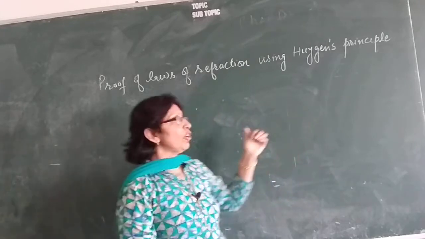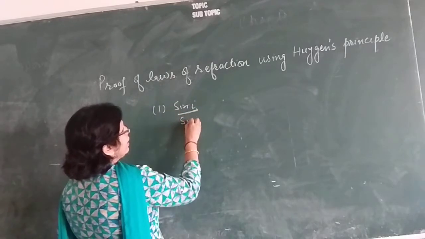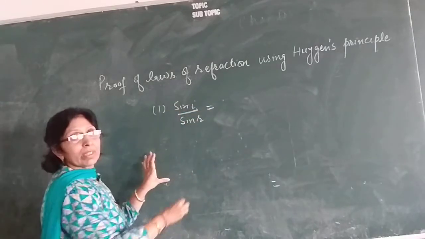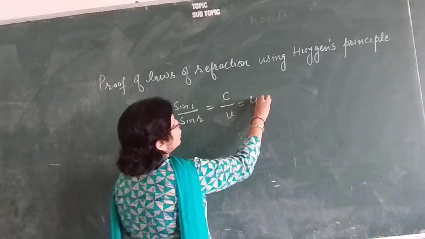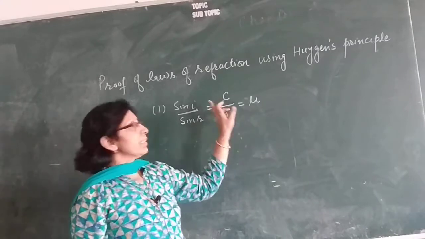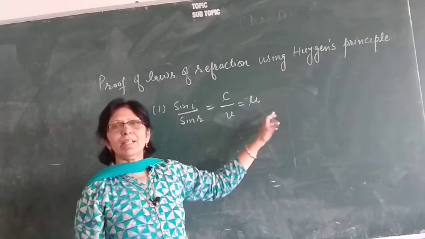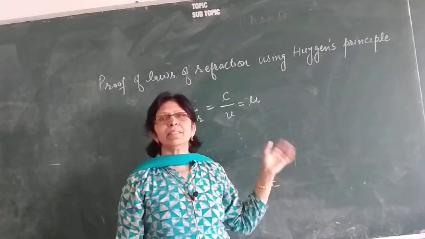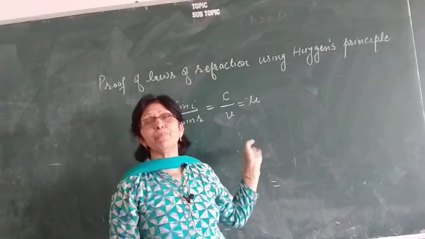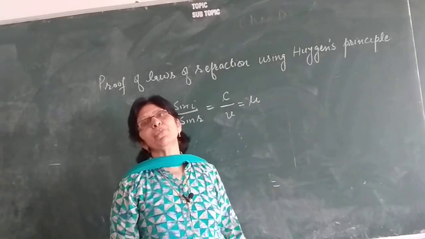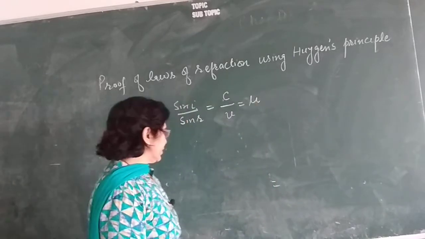First is Snell's law, and Snell's law is that sin i by sin r is equal to the speed of light in vacuum to the speed of light in medium, which is equal to a constant. This sin i by sin r is giving you the refractive index. This is Snell's law, and the second law says that the incident ray, refracted ray and normal lie in the same plane, and this we have proved in ray optics. Now we will prove it in the form of wave optics, which was given by Huygens.